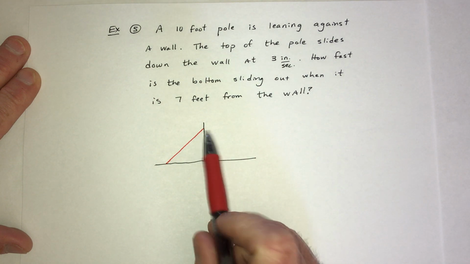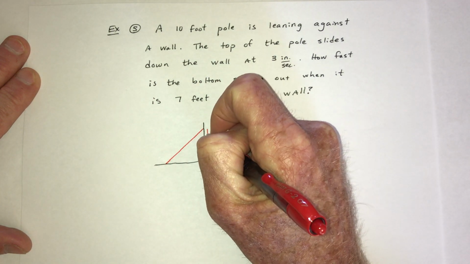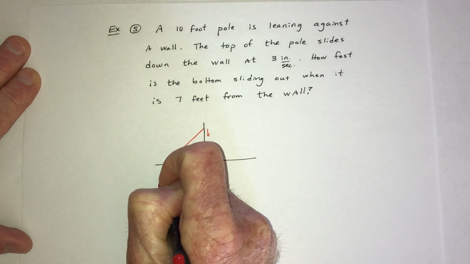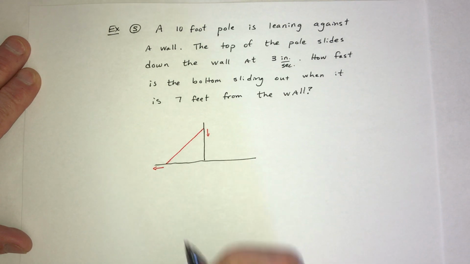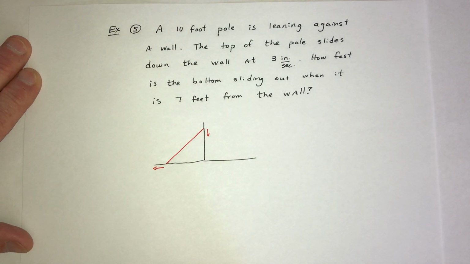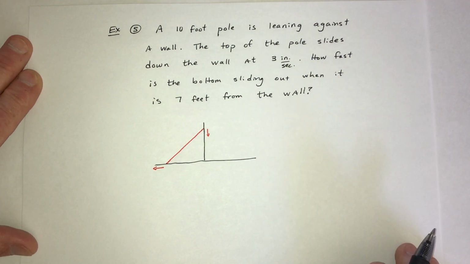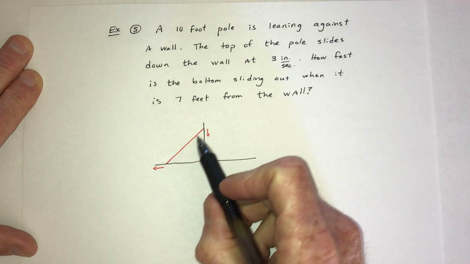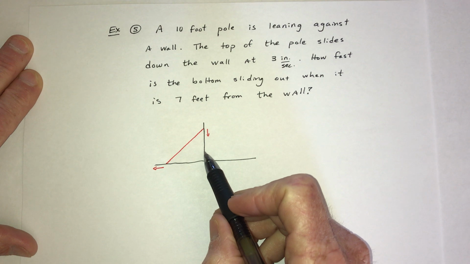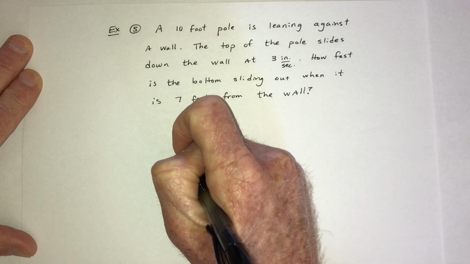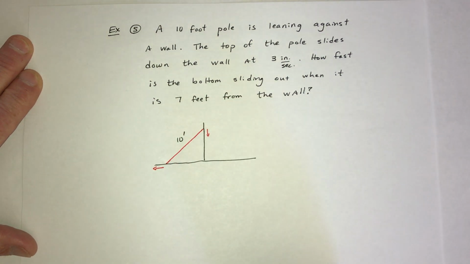The top of the pole is going to be sliding down, which means that this part is going to be sliding out. And like I said before, if there's something that is not going to change, you can go ahead and use a number. If it's something that is going to change, you have to use a variable. Well, this 10-foot pole, as it slides down, it's not going to change. It's still going to be a 10-foot pole.